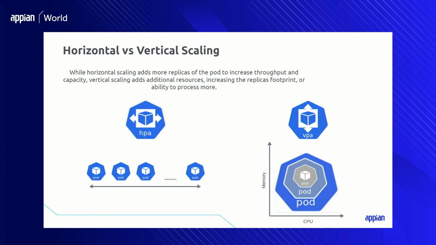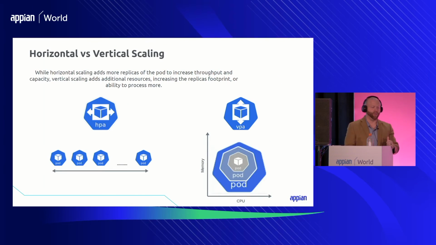Like HPA, or horizontal pod auto scaling, basically just continuing the count up or down of the instances that we have. Whereas VPA, we're basically just increasing it when we need the size to increase and then decreasing it when we don't need those resources anymore. So most of the services that Stratus uses, at least the current implementation, we're mostly using HPA.